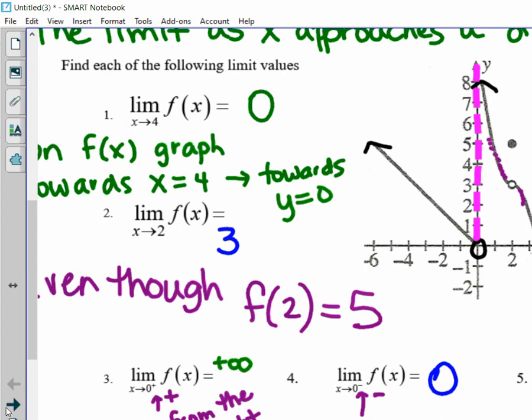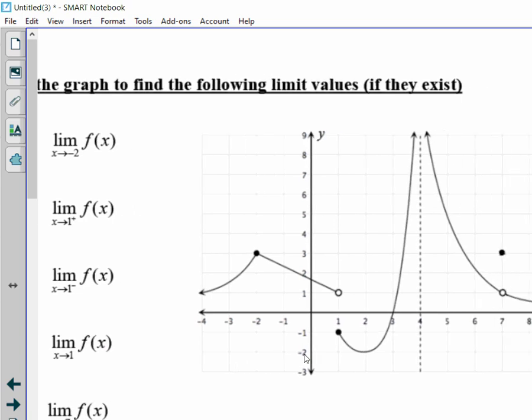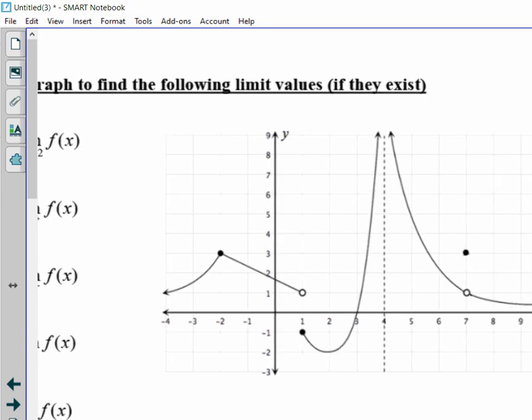Okay, so I've got more problems. Actually, this is not exactly what you guys have, but this is the graph you have. So this is the graph. I want you to go ahead and answer the limit questions you have for this particular graph. All right, see what you can do with that.